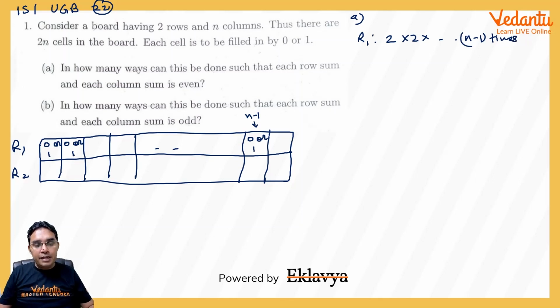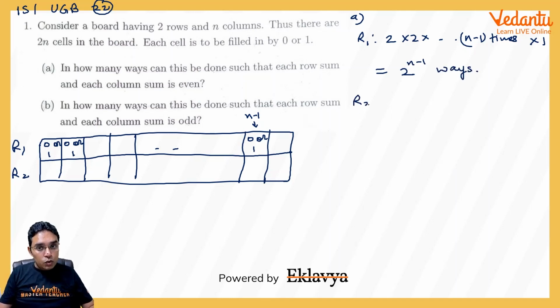So if sum till this point of time is even, I will put 0 in the last cell. If sum till this point of time is odd, I will put 1 in the last cell. So for last cell, I have just one choice, whatever may be the sum till this point of time. So R1 can be filled in 2 power n minus 1 ways.